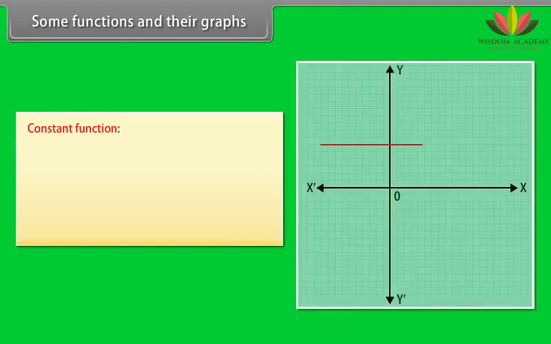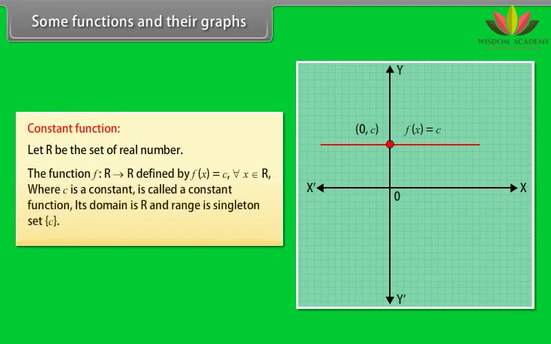Constant function. Let R be the set of real numbers. f is a function from R to R defined by f(x) = c for each x belonging to R, where c is a constant, is called a constant function. Its domain is R and range is the singleton set {c}.